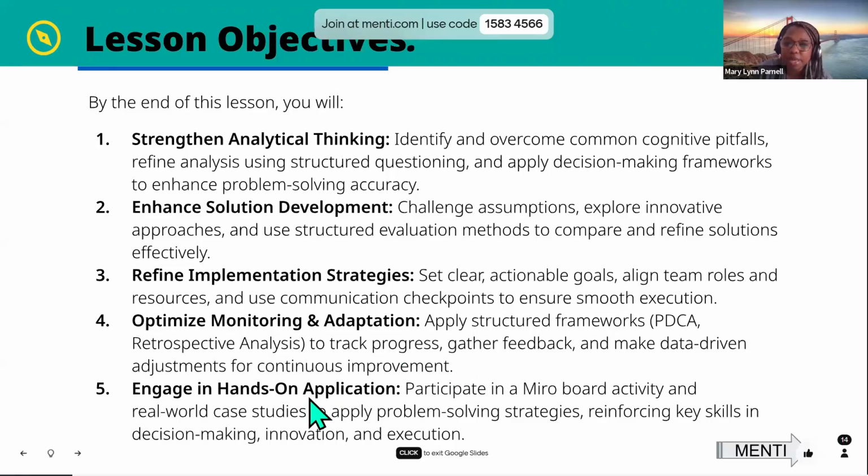And also we'll engage in a hands-on application activity, where we're going to participate in a Miro-like board activity. And this is what you'll do in your skills lab with real-world case studies, applying the problem-solving strategies and the skills, and the decision-making, innovation, and execution that we're going to cover together.